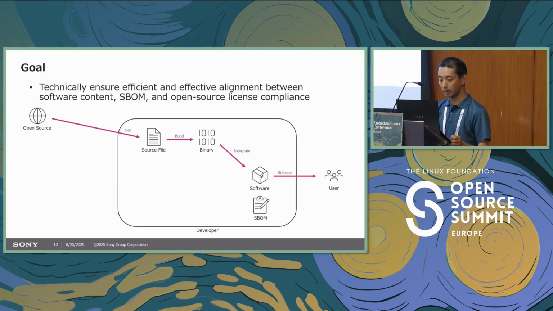From what we have seen so far, it's clear that we need to align three things: what's actually included in the software, what's listed in the SBOM, and what must comply with open source licenses. This alignment is essential, especially when we deliver our software to end users. Our goal is to make it accurate, efficient, and reliable, and we aim to achieve it through a technical approach.